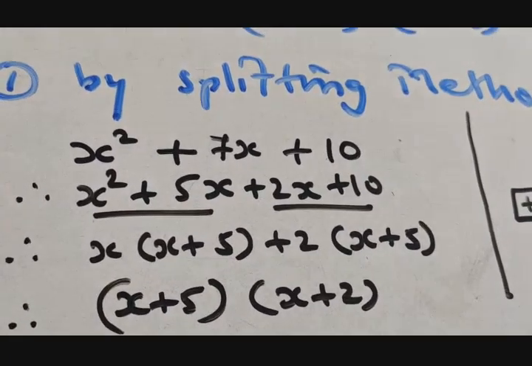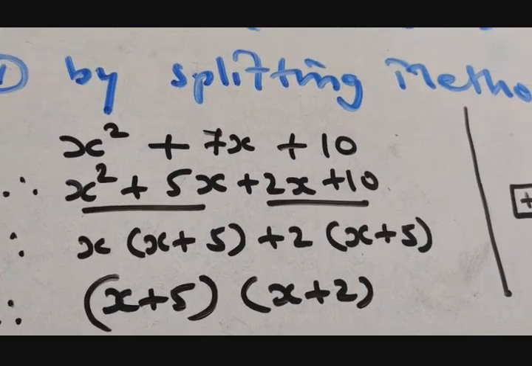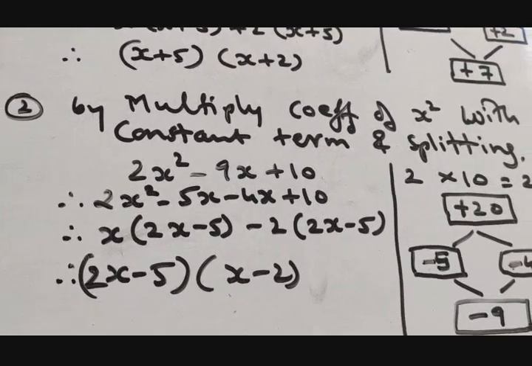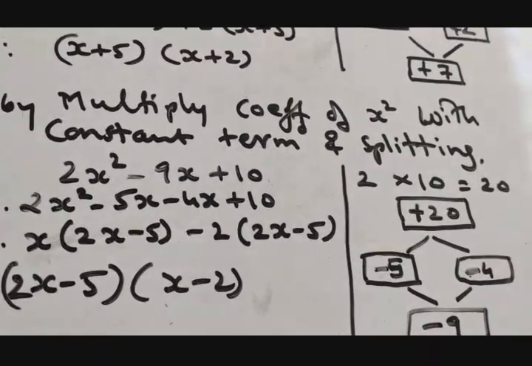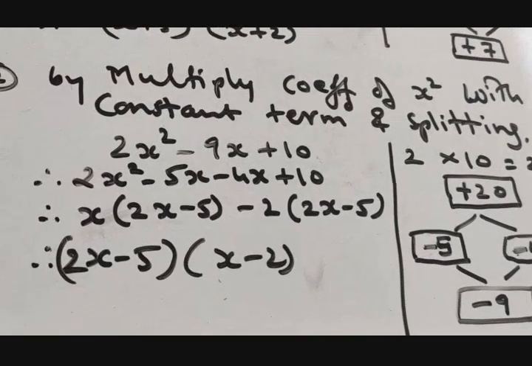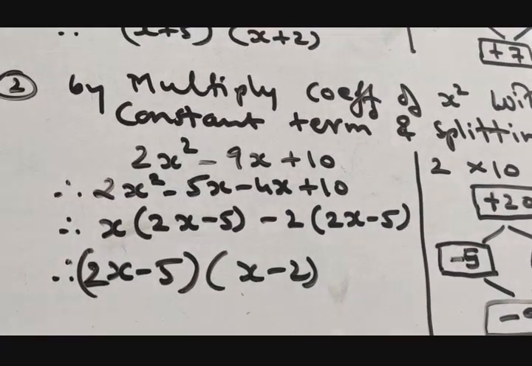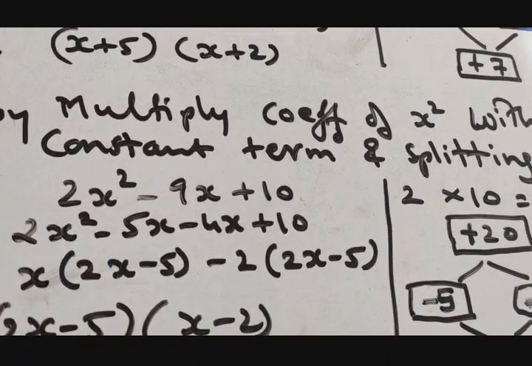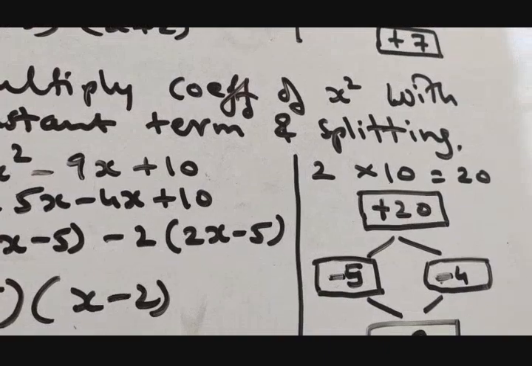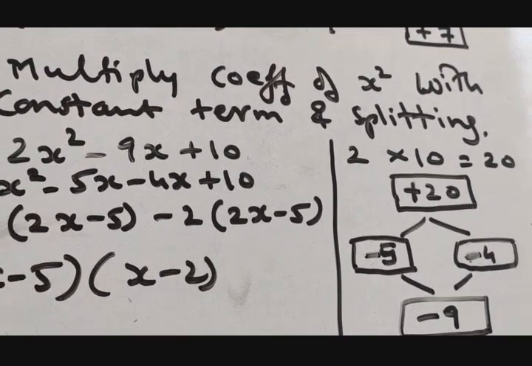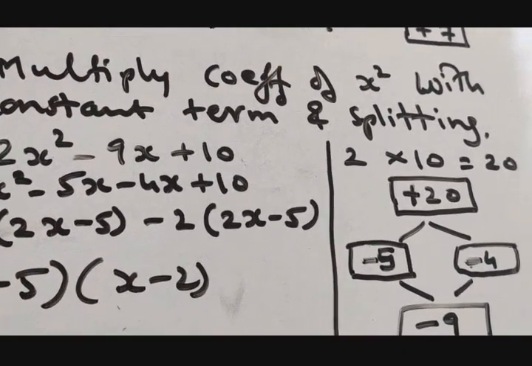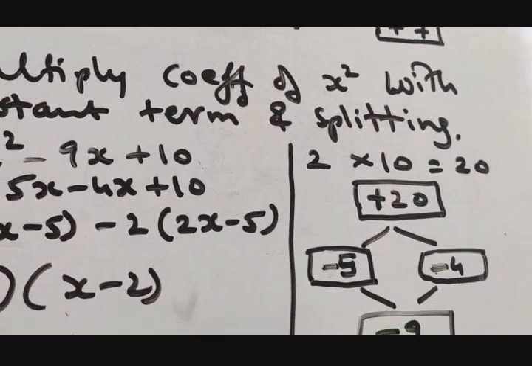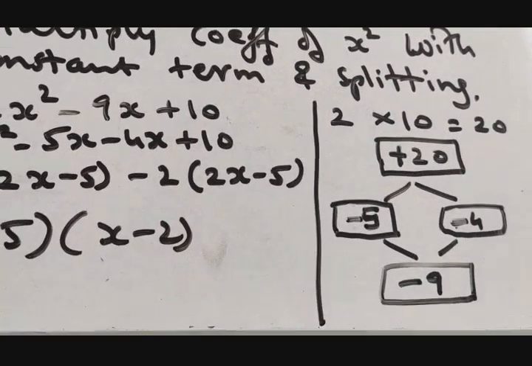So this is one method that we are going to use in the quadratic equation. The other method is by multiplying coefficients: multiply the coefficient of x square with the constant term and use the splitting method. For example, 2x square minus 9x plus 10. Here 2 is the coefficient of x square. So 2 multiplied by 10 gives us plus 20, and we require the middle term minus 9. So I require two numbers whose product is plus 20 and whose sum is minus 9.